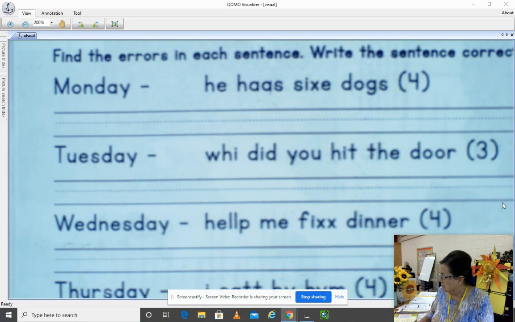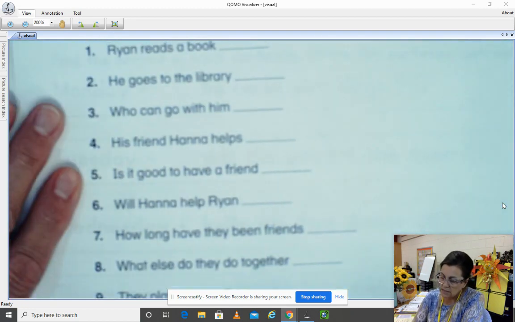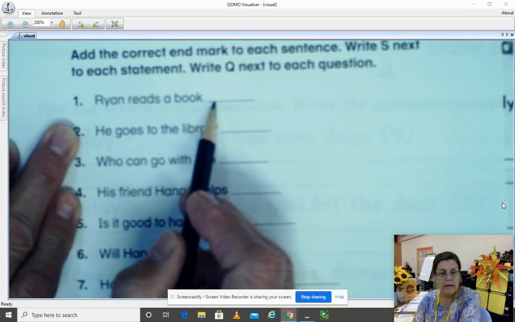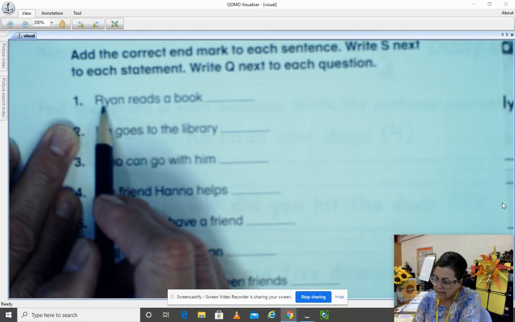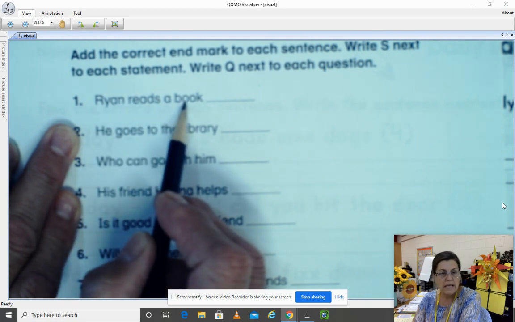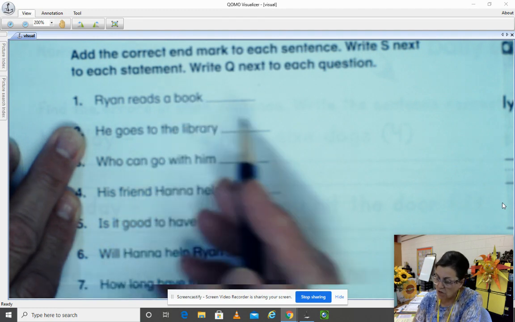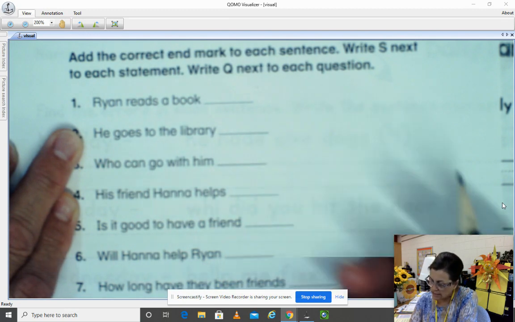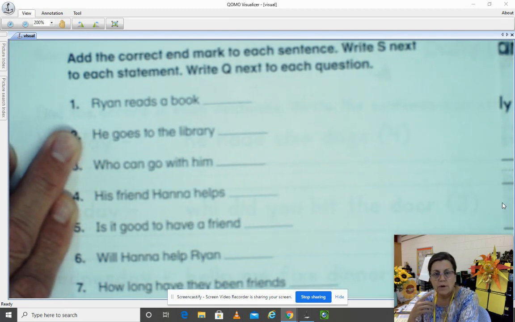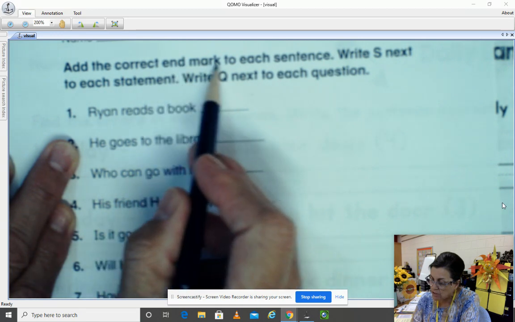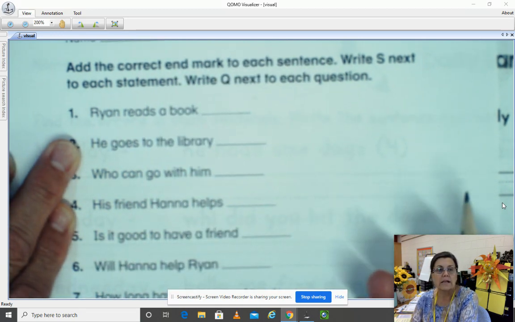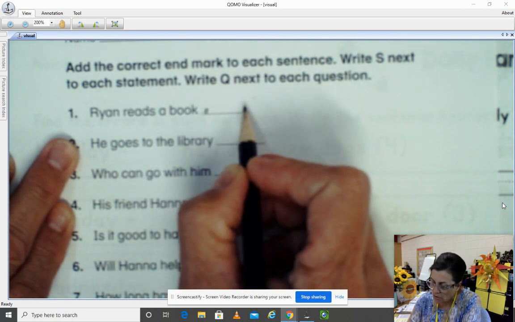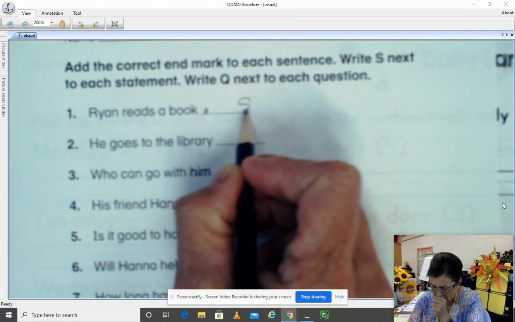So when we think about sentences and questions, a sentence and a question needs a capital letter and it needs an ending mark. So Ryan reads a book. Is that a statement? Is it a complete thought? So it says write an S next to each statement, write a Q next to each question, but I think they got the direction. Oh, it says add the correct end mark to each sentence and then write the S or Q. So Ryan reads a book. That's a statement. So I'm just going to write an S.